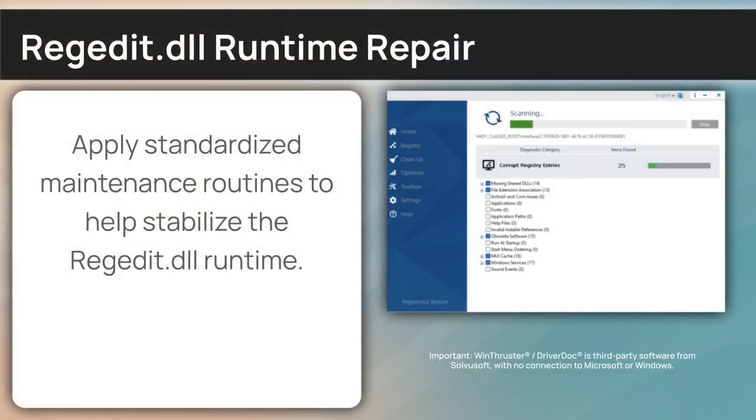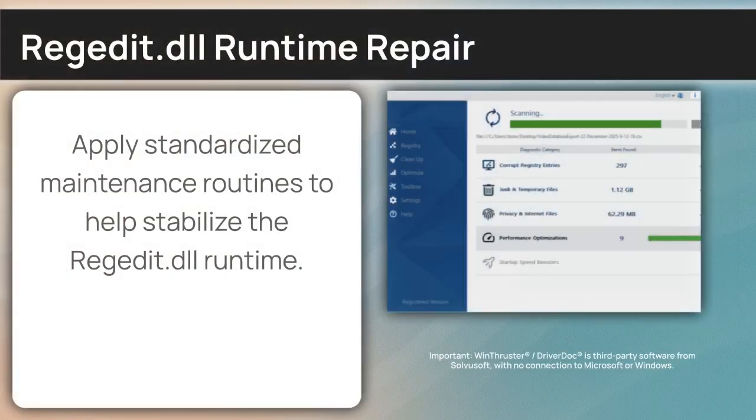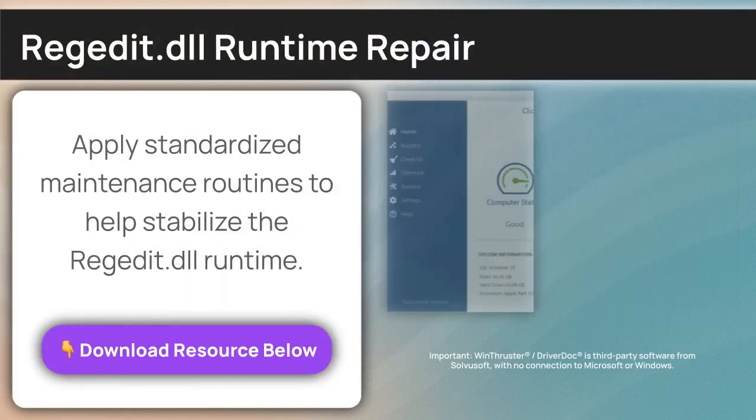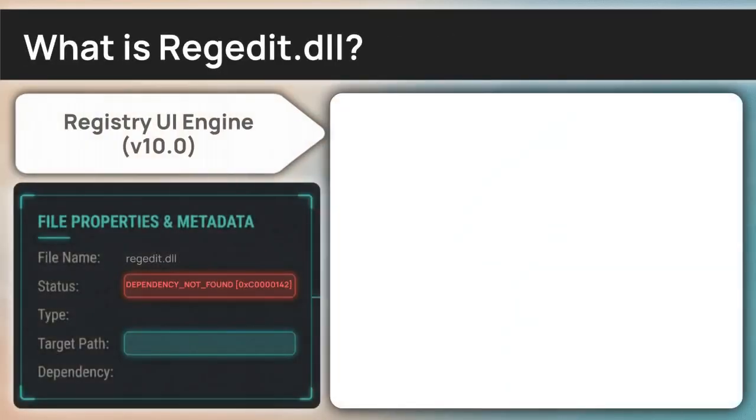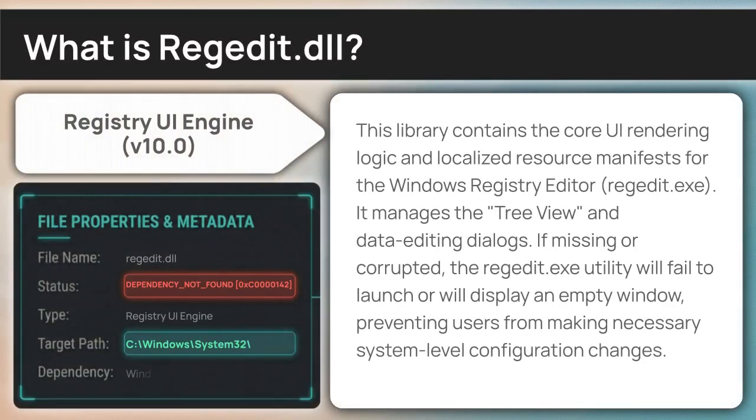To start our troubleshooting for Registry Editor Library, you can follow my manual steps or use a utility for a clean environment review. This is the Registry Editor Library. This library contains the core UI rendering logic and localized resource manifests for the Windows Registry Editor, regedit.exe. It manages the tree view and data editing dialogs. If missing or corrupted, the regedit.exe utility will fail to launch or will display an empty window, preventing users from making necessary system-level configuration changes.